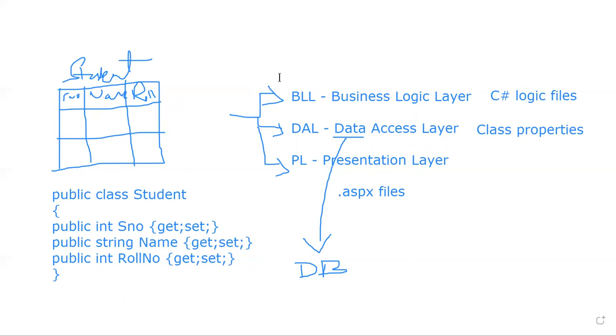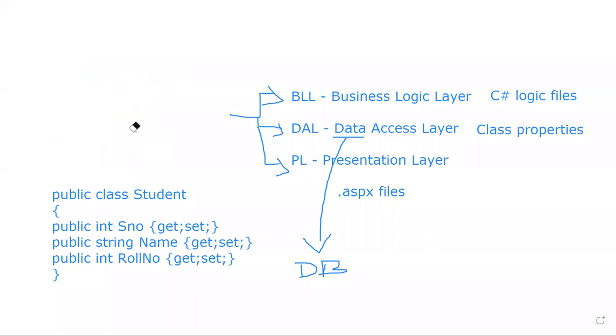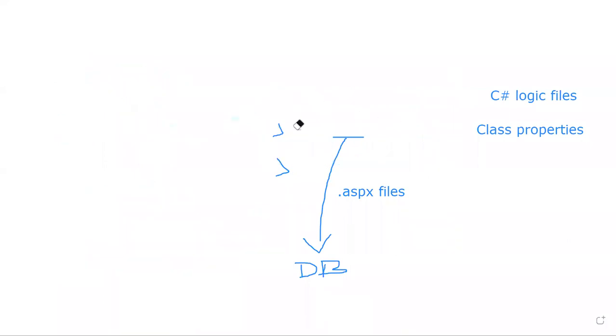Okay. So this is the main meaning of business logic layer, data access layer, and presentation layer. This is the main meaning. So what is the disadvantage of this three-tier architecture? For example, I will erase this. What is the disadvantage? Let us take a URL.